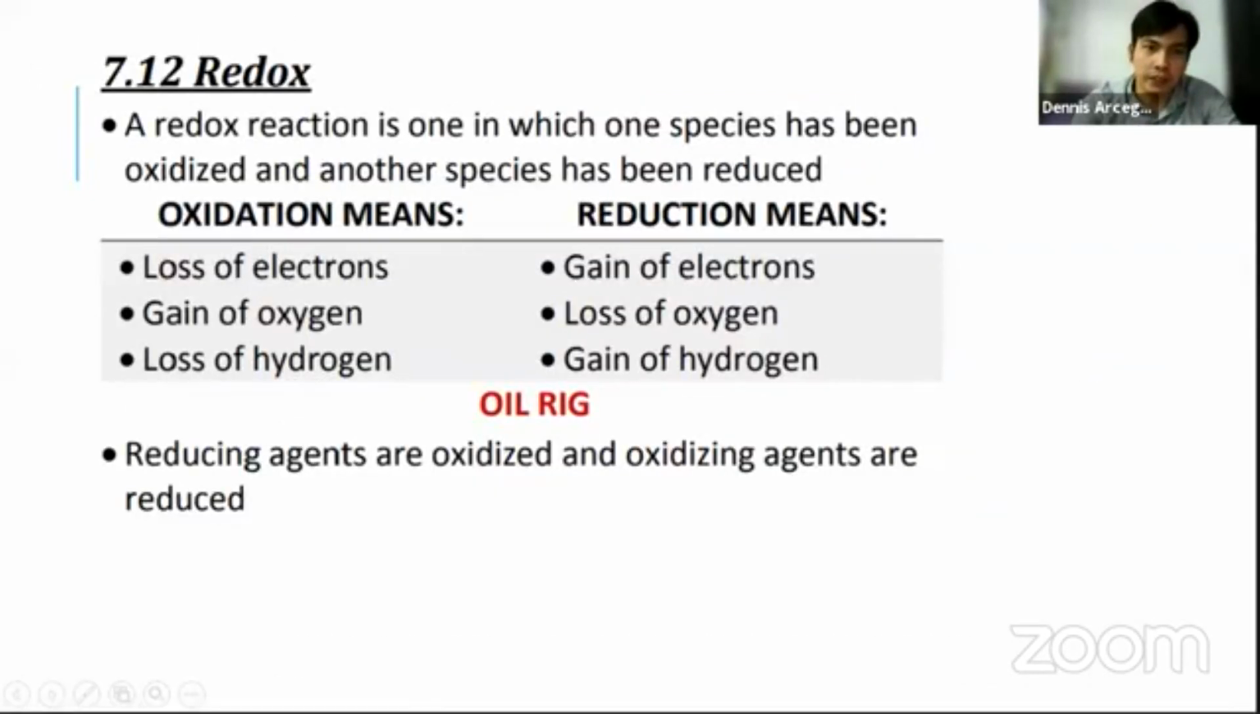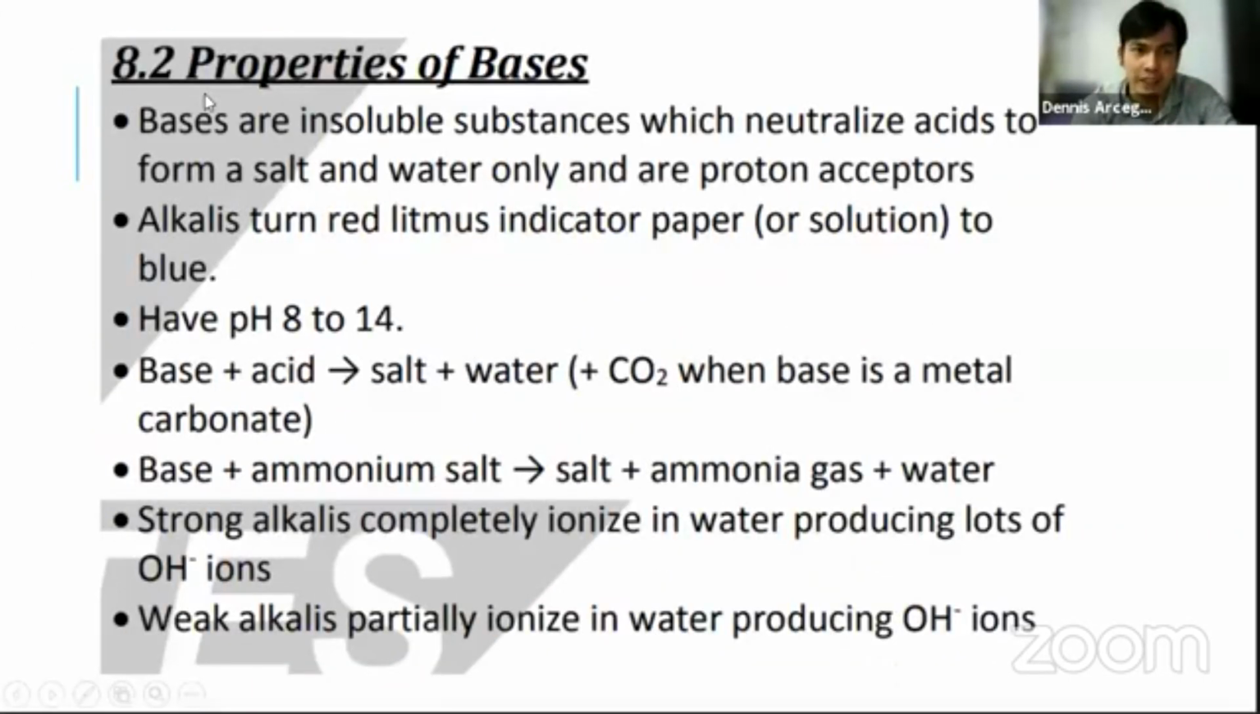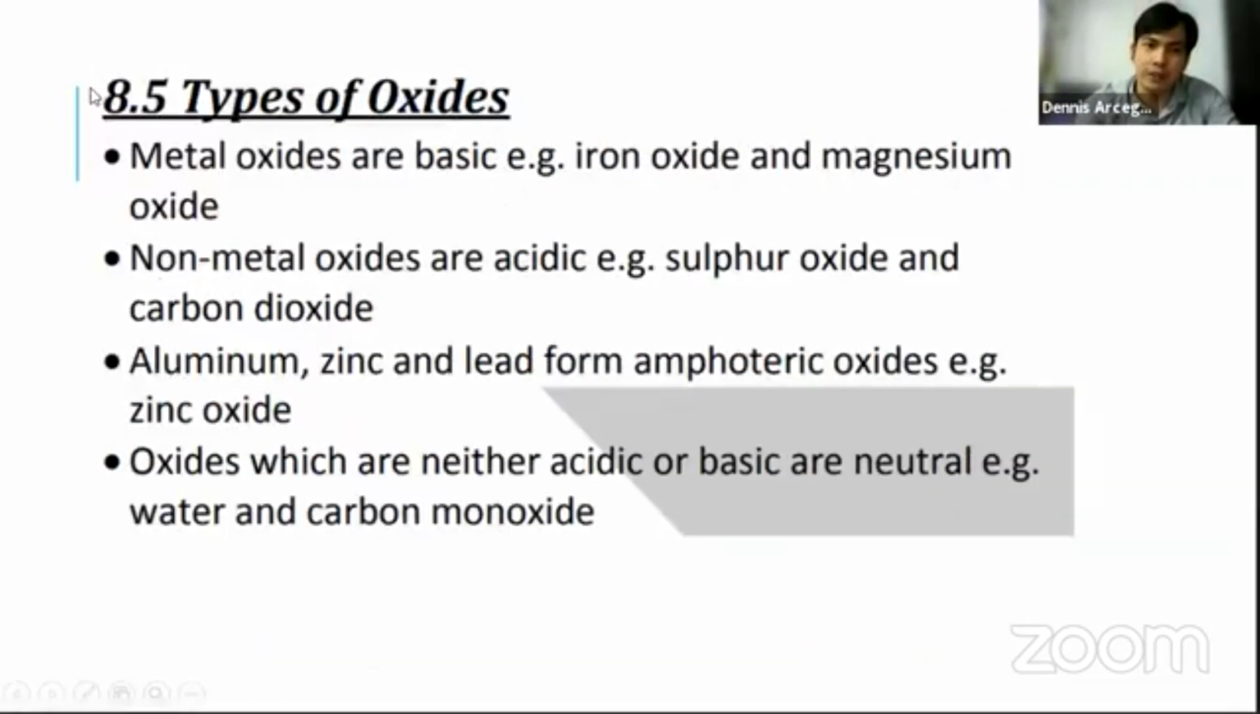So for the redox reaction and then acids and bases, I think this one is easy. It's just pH 1 to 6, weak acid, strong acid, like that. Then you have properties of bases. I think this one is easy also because you just have to know the pH. Strong alkalis are completely ionized, weak alkalis are partially ionized. But for this one, you know this one okay. So we can proceed to the next one.